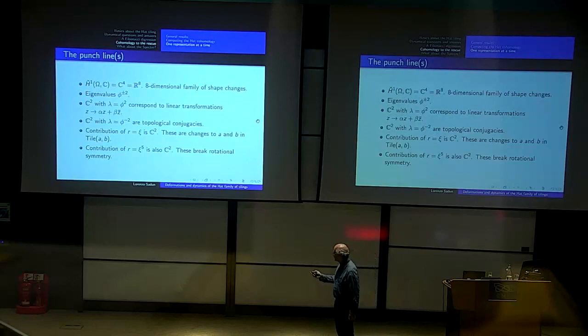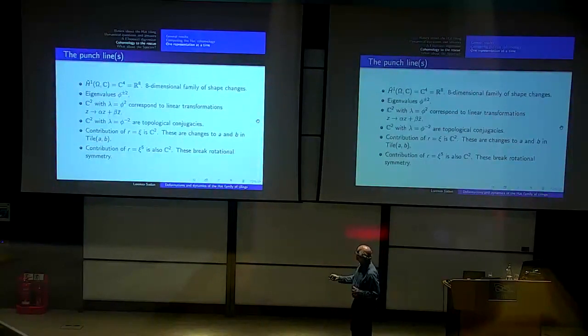Okay, so the punchline is you've got the C^4, 8-dimensional family of shape changes. The eigenvalues under substitution are the golden mean squared. The big eigenvalues, those are linear transformations. You have a C^2 for that. All linear transformations of the plane can be written as z goes to some number times z plus some number times z bar. So those are linear transformations. The other guys, 5 and minus 2, is less than 1. Those are topologically conjugate. Everything is topologically conjugate to a rescaling of everything else. There's only one game in town. Okay?